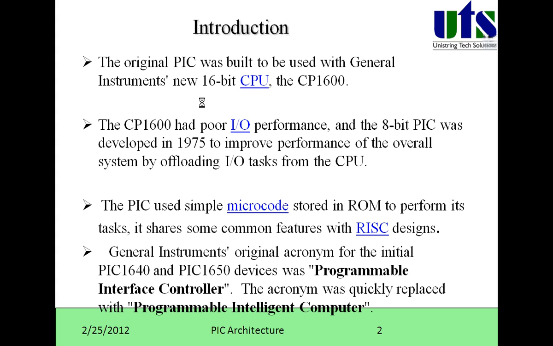It shares some common features with the RISC design, as PIC is a RISC architecture. Now we will see in the next slide what RISC is and how the instructions work. The main acronym for PIC was Programmable Interface Controller, given by General Instruments. The first PIC series developed were PIC 1640 and PIC 1650. Recently they replaced the acronym with Programmable Intelligent Computer. So you can say PIC as Programmable Interface Controller, or as Programmable Intelligent Computer.